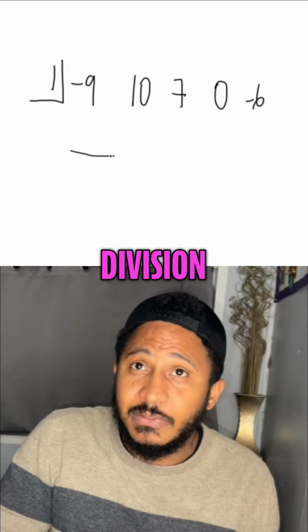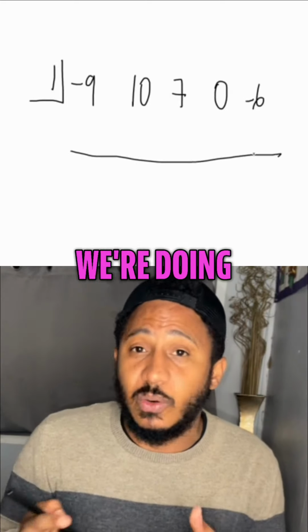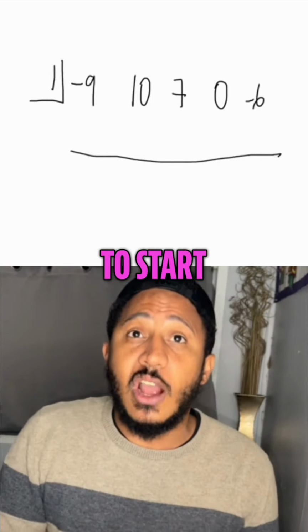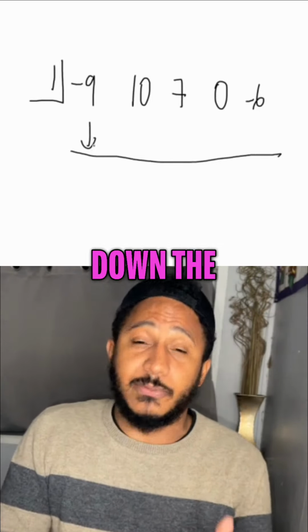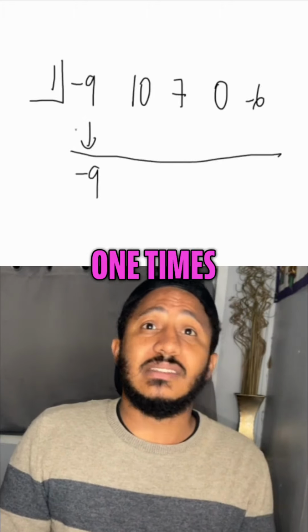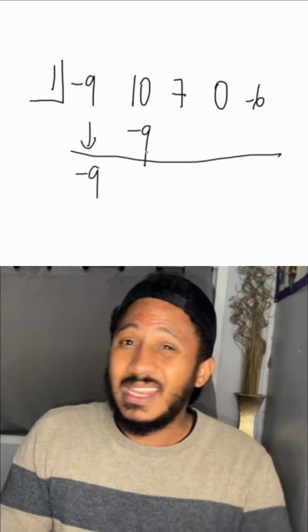And so when doing synthetic division, it's just a bunch of multiplying and adding. That's how we're doing it, multiply, add, okay? We kind of go in this zipper motion here, okay? Now, to start, we need to bring down the first term. So bring down the first coefficient, so bring down negative 9. Then we multiply. 1 times negative 9, we get negative 9. Then we add.